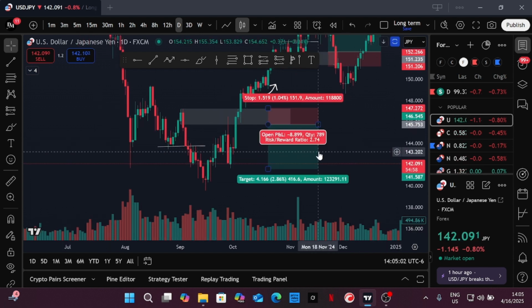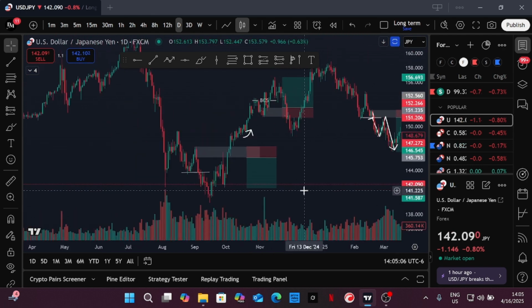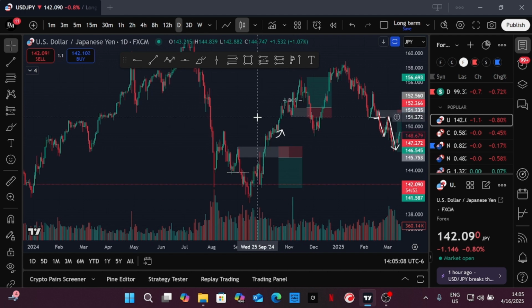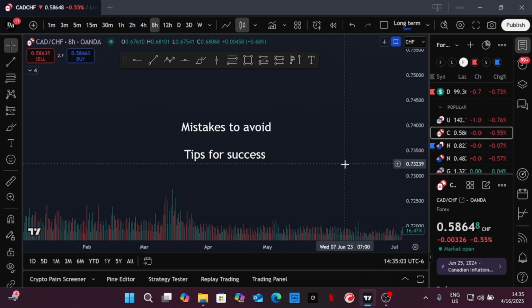So if you're risking $100, you would make $270. If you're risking $1,000, you'd make $2,700. So this is how to trade off of order blocks. And next, we'll just be going over common mistakes to avoid.